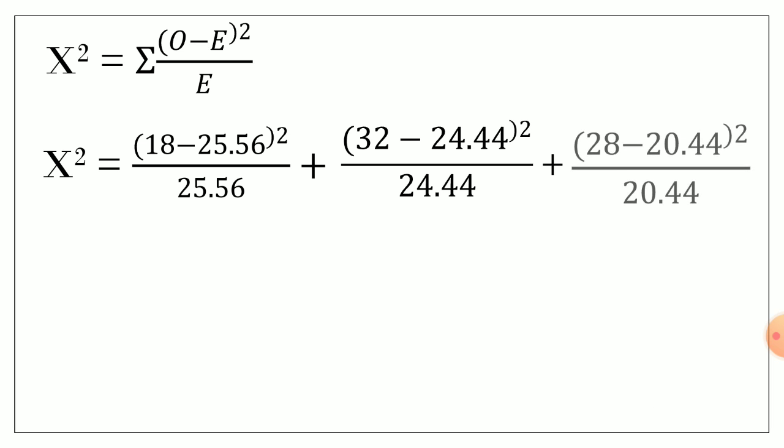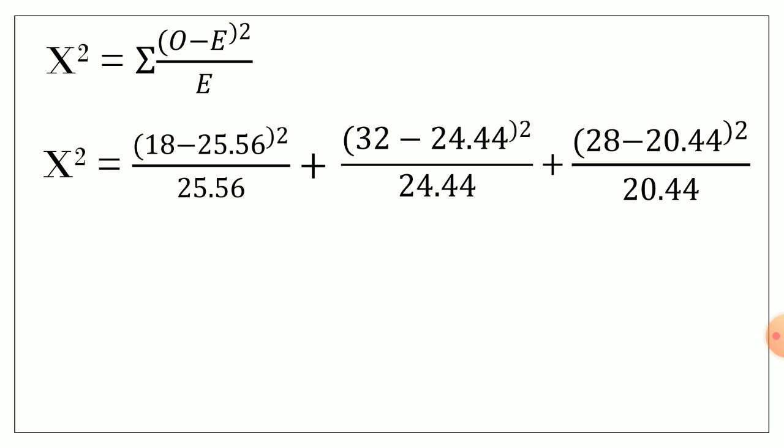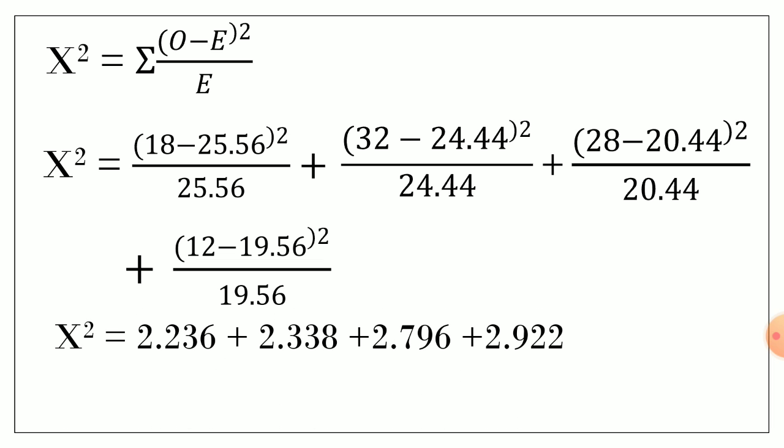Next is the male low. That is the quantity 28 minus 20.44 squared divided by 20.44. And lastly, we have the female low. That is the quantity 12 minus 19.56 squared divided by 19.56. Then evaluate it further. X squared now is equal to 2.236 plus 2.338 plus 2.796 plus 2.922. Then that is equal to 10.292.